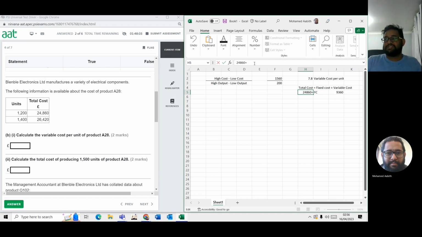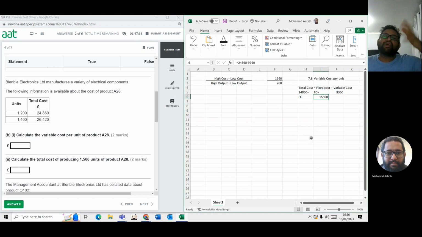So I'm just going to say equal to this, so I will not miss out on the formula clearly. So here, I'm going to say this plus this amount. This is equal to fixed cost plus the variable cost here. So what is the fixed cost now? The fixed cost will therefore be equal to 24,860 minus 9,360, and that is 15,500. That is the fixed cost at any level.